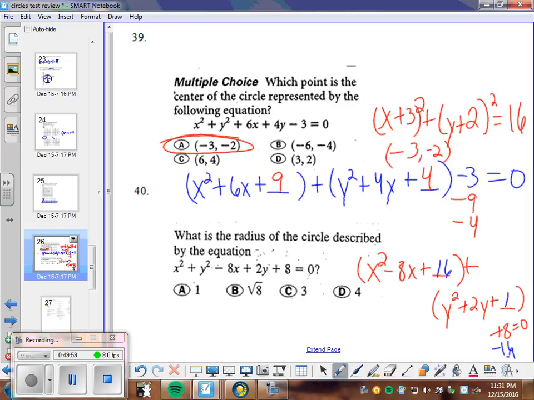So you would have x minus 4 squared plus y plus 1 squared equals 9. So your radius would be 3.